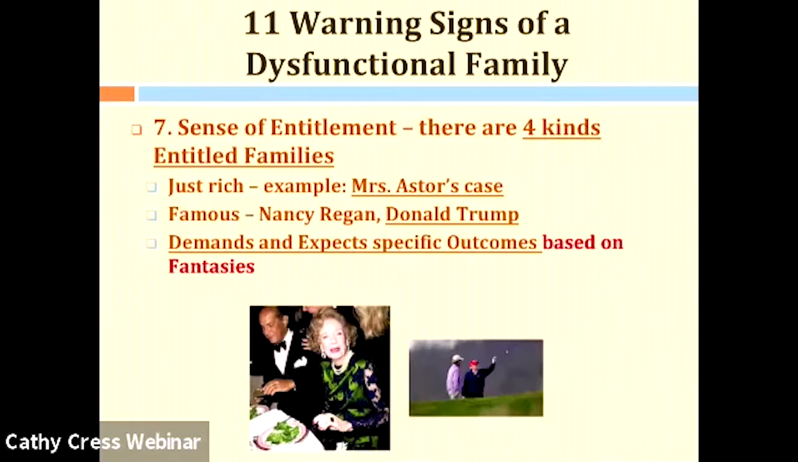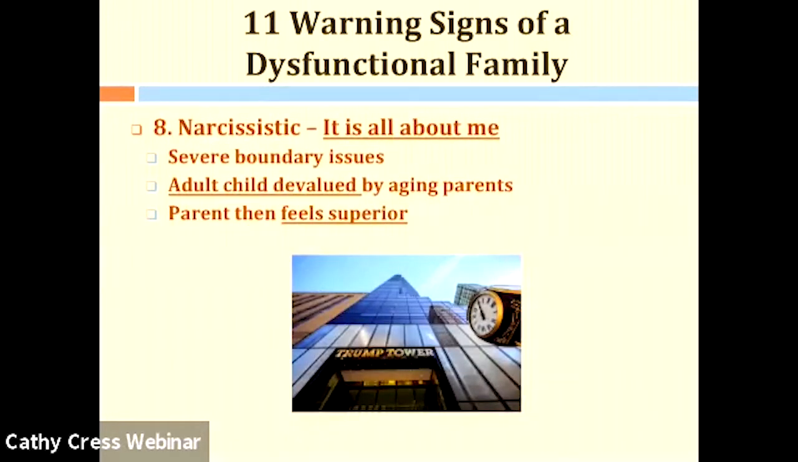And this is Mrs. Astor down there. And we'll move to the next slide. Narcissism, the Trumps come here again, is the 11th warning sign. And narcissism is really all about me. Narcissistic parents are the worst offenders. They have severe boundary issues.